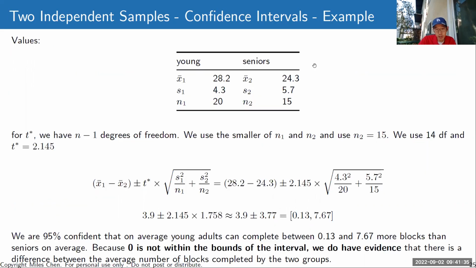When we did this, I arbitrarily said young adults we're going to call group 1 and seniors group 2. What if I had switched these labels and said seniors are group 1 and young adults are group 2? Then all of these values would become X bar 1, S1, and N1, and these ones would all become the 2s. So we would switch the groups, right? Young adults versus seniors, or seniors versus young adults.